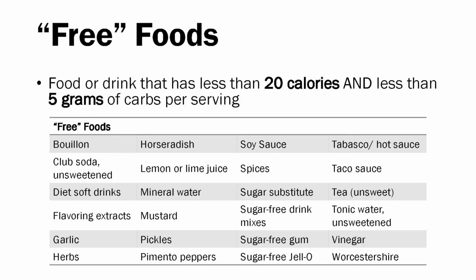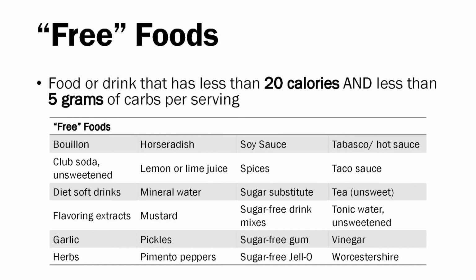There's another category that goes into carb counting called free foods. These are foods and beverages that contain less than 20 calories and less than 5 grams of carbs per serving. So these are foods that you don't have to count toward your carb counting numbers. This includes things like pickles, garlic and herbs, soy sauce and many spices, vinegar, tonic water, and hot sauce. If consumed in the proper amounts, these will not impact blood sugar.